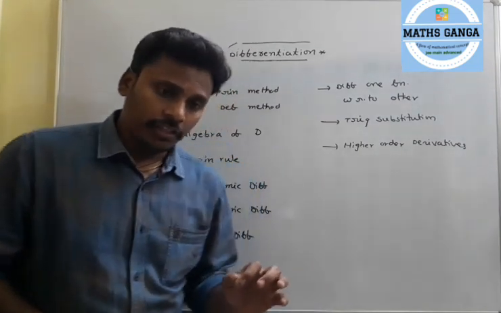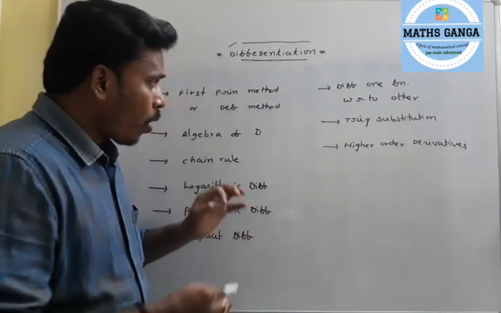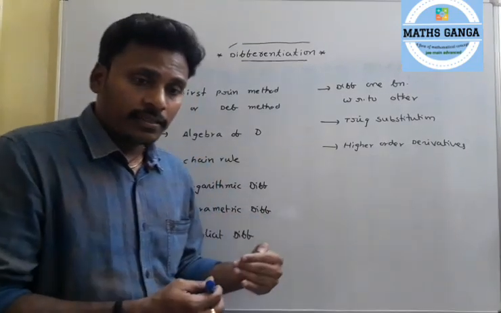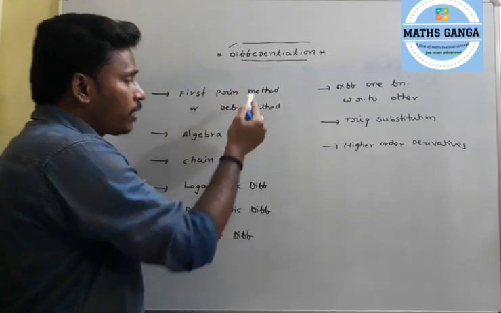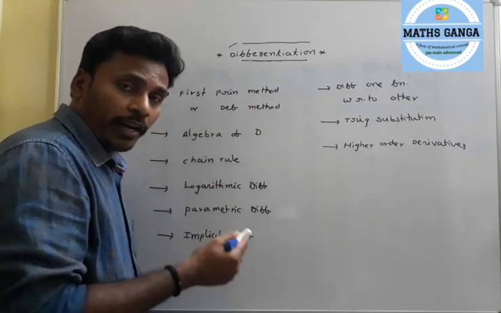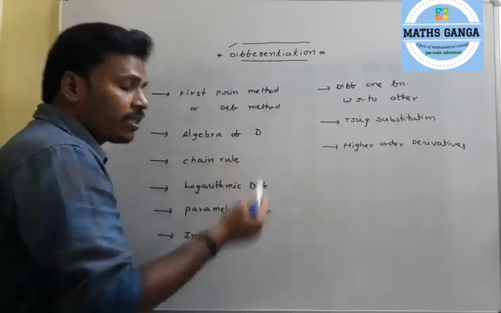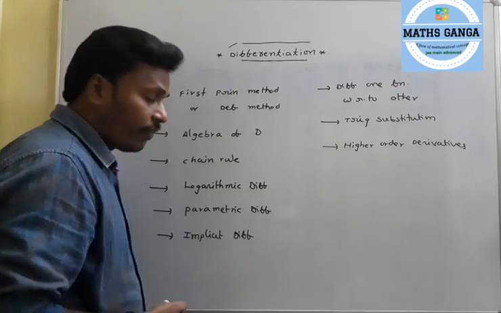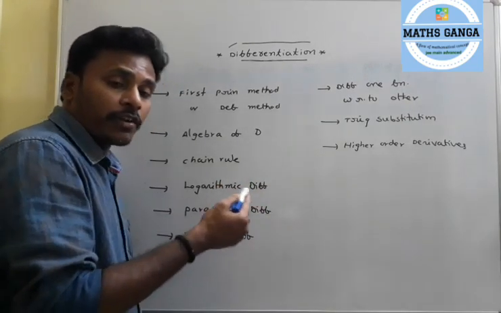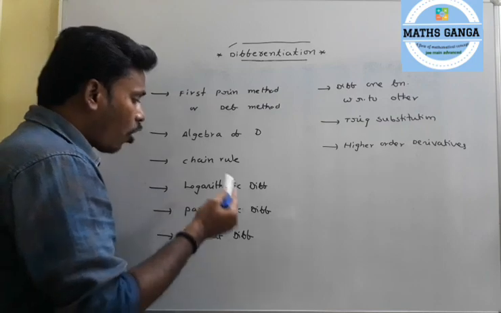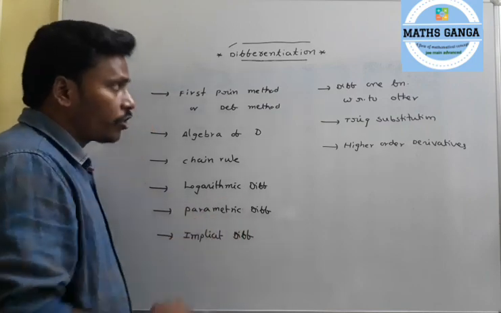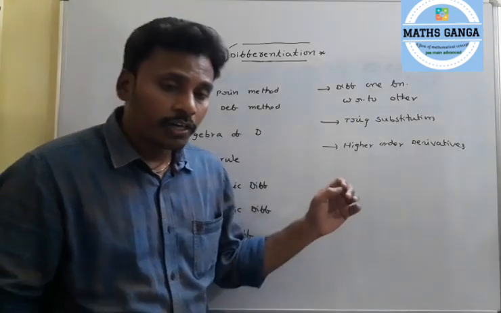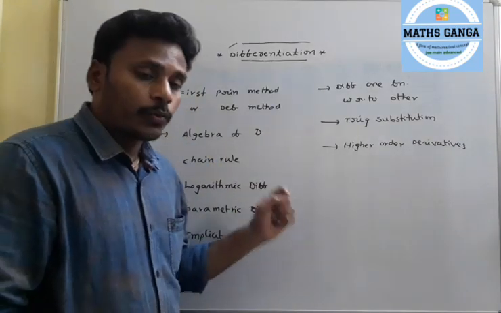Okay, differentiation. Once again, just look here. We learned in our regular class about all these things from differentiation. First principles method or definition method to find the derivative of a function. Algebra of differentiation to find the derivative. Chain rule, that means differentiation for the composite functions. Logarithmic differentiation we learned. Parametric differentiation, implicit differentiation, and differentiation of one function with respect to the other as well.